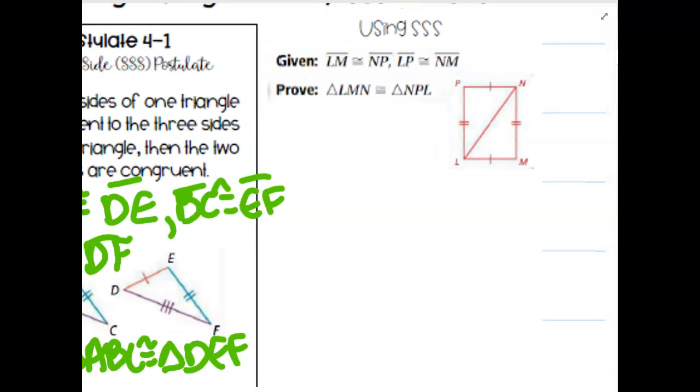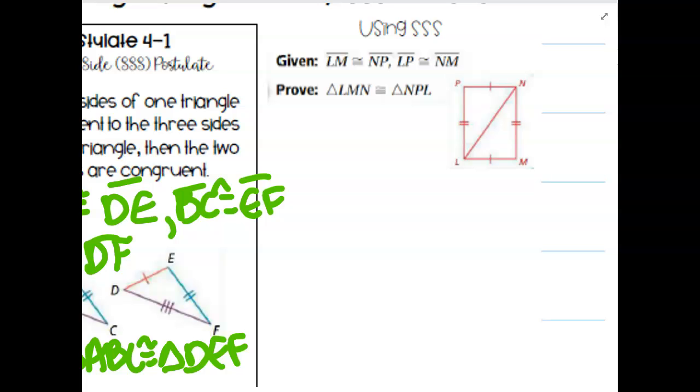Okay? So what we've been given here, we're given that LM is congruent to NP, LP is congruent to NM. I want to prove that these two triangles are congruent. So we can use the side-side-side postulate to prove that. They've already told me that 2 of the sides are congruent. I just have to show that the third side is congruent. Well, the third side is that line down the middle.